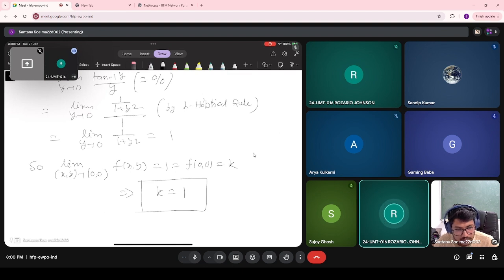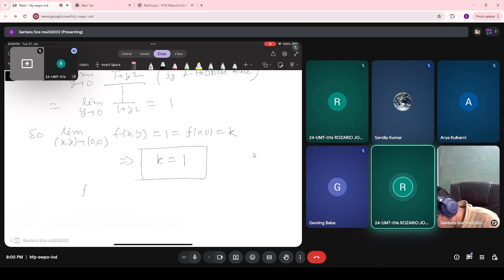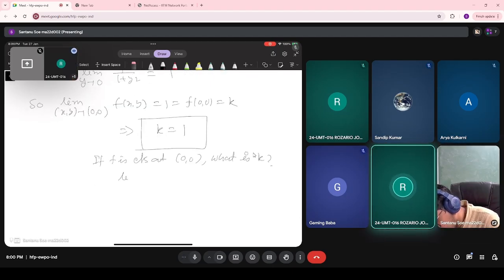you say that the limit is continuity? No. The question is continuity, because I told you, they're asking the question that if f is continuous at 0, 0, then what is k. So what is the definition of continuity? CTS means continuous.